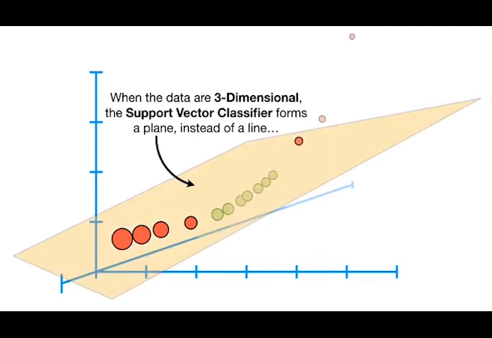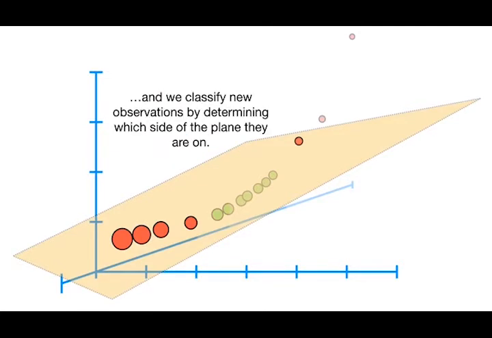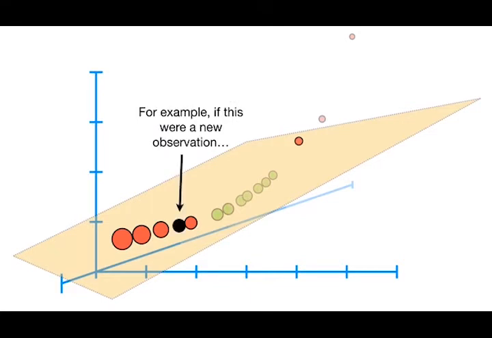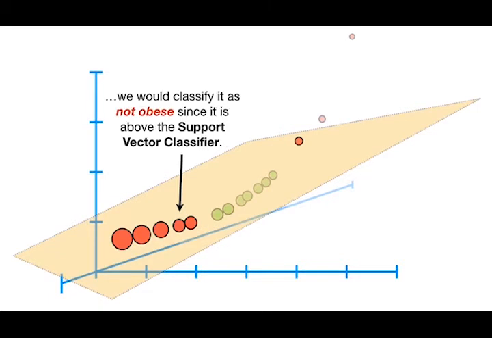When the data are three-dimensional, the support vector classifier forms a plane instead of a line. And we classify new observations by determining which side of the plane they are on. For example, if this were a new observation, we would classify it as not obese since it is above the support vector classifier.